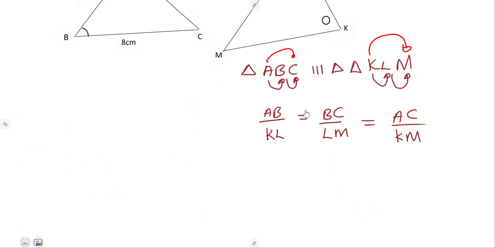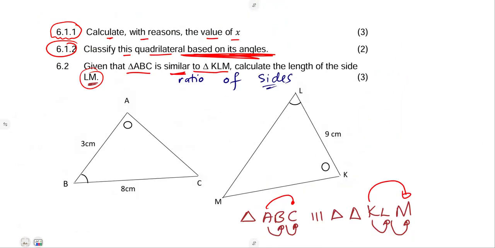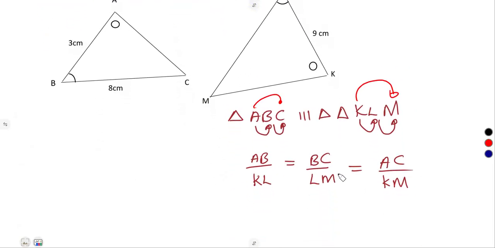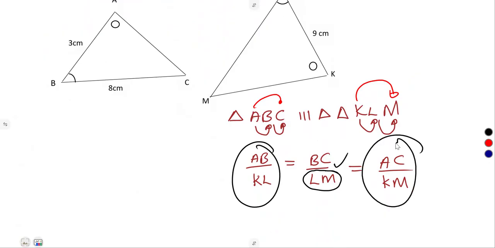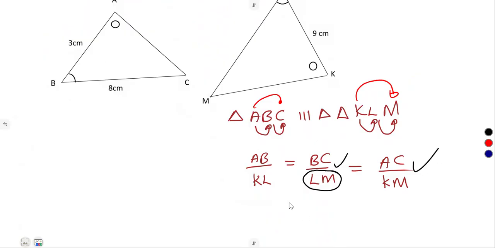So we need a ratio which has got what? The length LM here. Which ratio has got LM? There is a ratio that has got LM already here. So meaning to say we're going to take this one, equate to this, or we equate to this one. There are two ratios to be equated to. It's either we're going to say it is equal to this or it is equal to this. So you look for a ratio which is complete. Do we have AB and KL? This is what I'm trying to say.